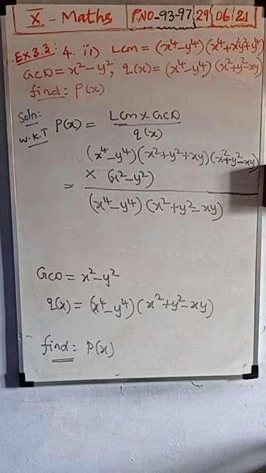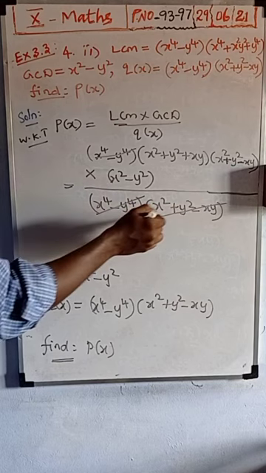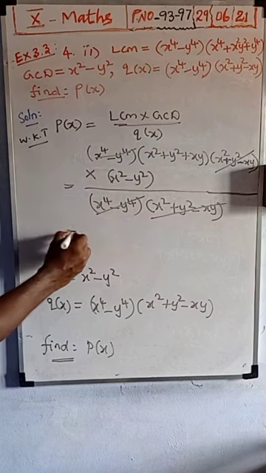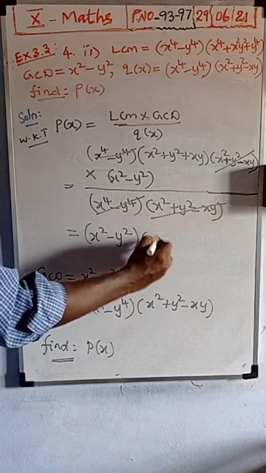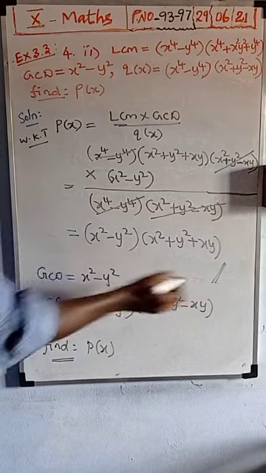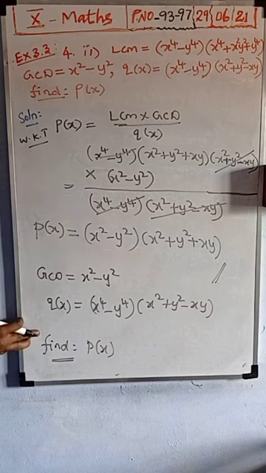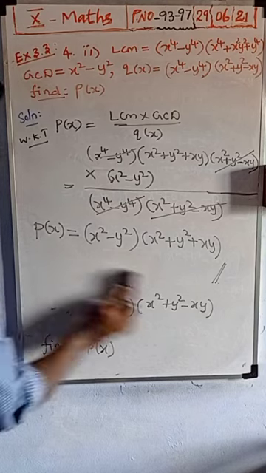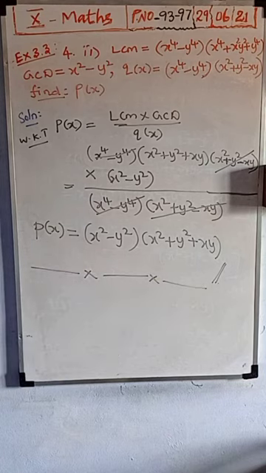Now see numerator and denominator, what will be common? Common terms you cancel. So this and this, x square plus y square minus xy, will get cancelled. Remaining is x squared minus y squared into x square plus y square plus xy. This is called p of x, another polynomial. This is the answer. That's all. So using LCM and GCD, one polynomial q of x, we received p of x. Okay, that's all.